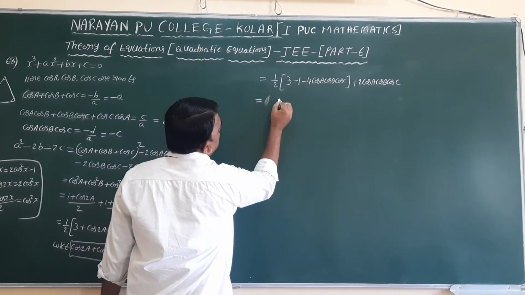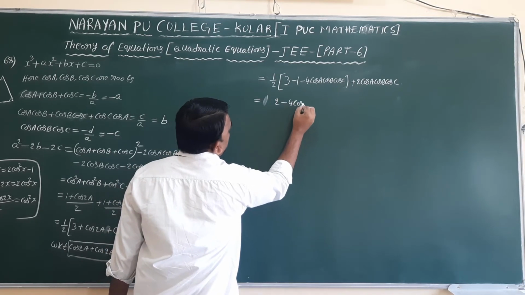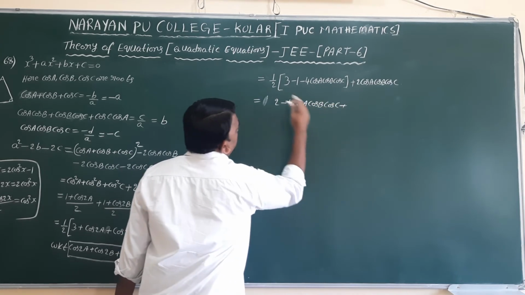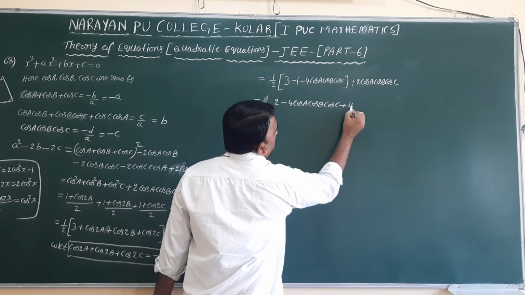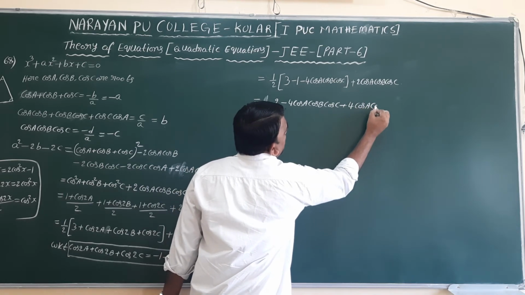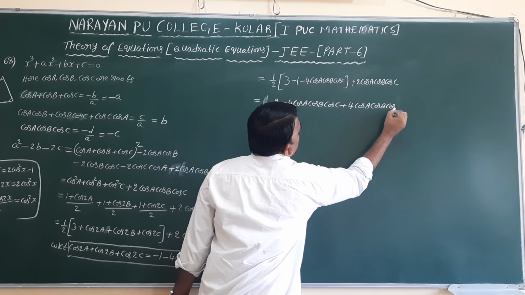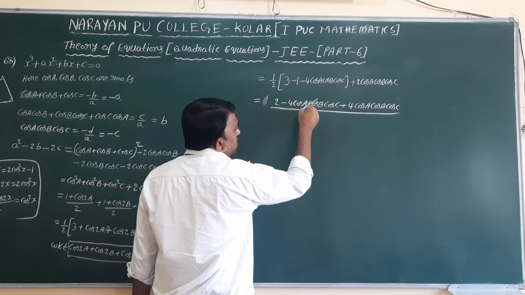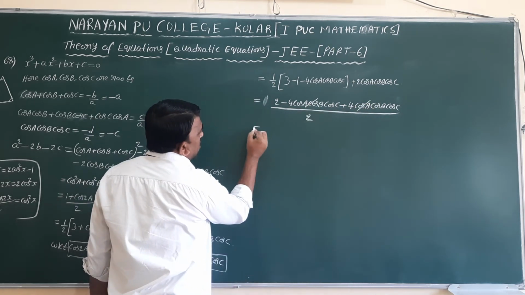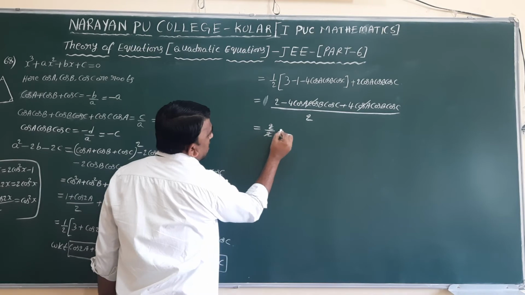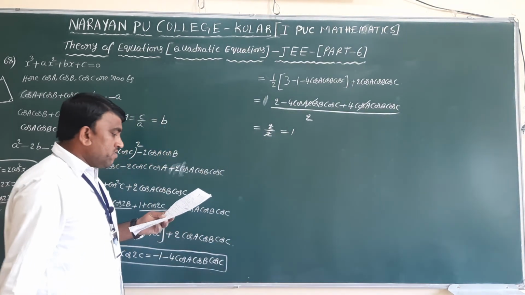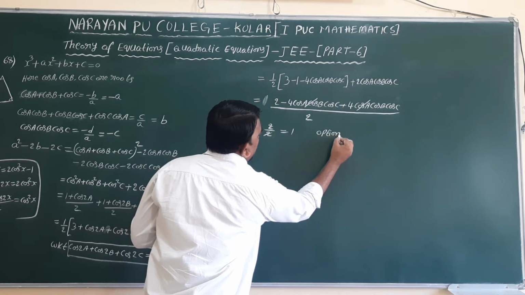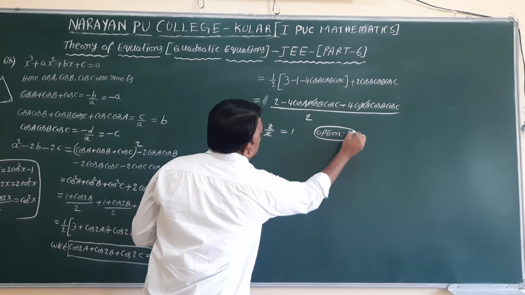So 3 minus 1 is 2 minus 4 cos a cos b cos c plus, after taking LCM 2, 4 cos a cos b cos c, whole divided by 2. So minus term and plus term cancel, 2 divided by 2 is also cancelled, equal to 1. So option B is correct one.